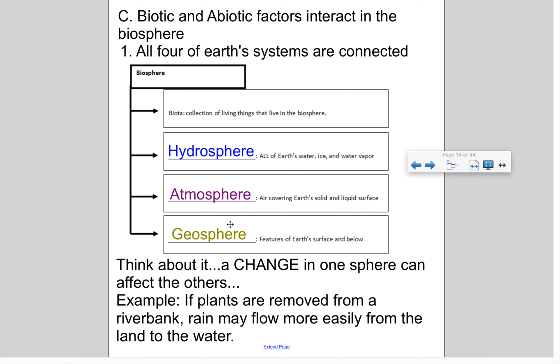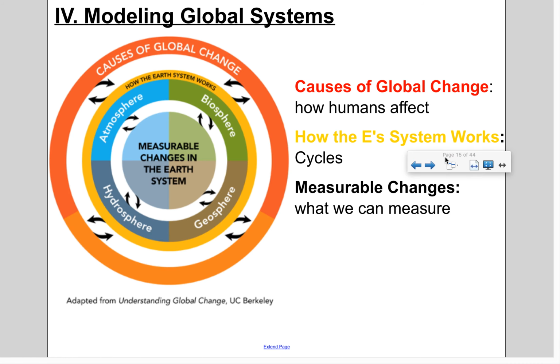Now, if you change one thing in one sphere, it can affect the other 3, or maybe just one of the other spheres. So if I remove plants from a riverbank, okay, so I'm affecting the biota, rain may flow more easily from land to the water, okay? But then it could also wash away soil. So I'm affecting the hydrosphere as well as the geosphere, just from this one act of removing plants from a riverbank.